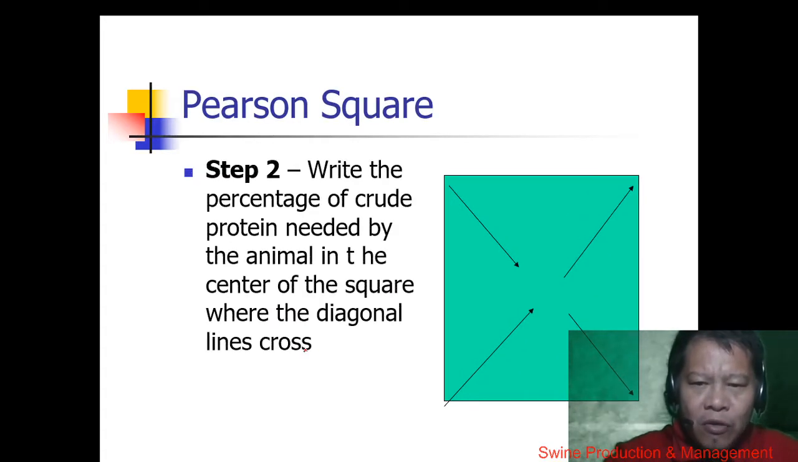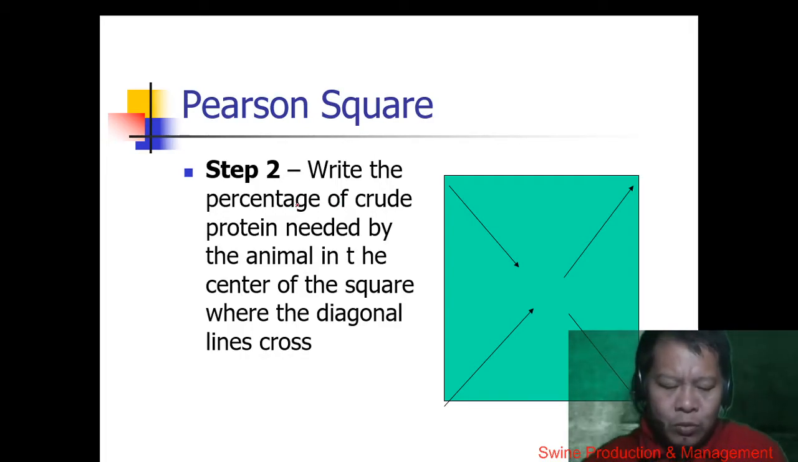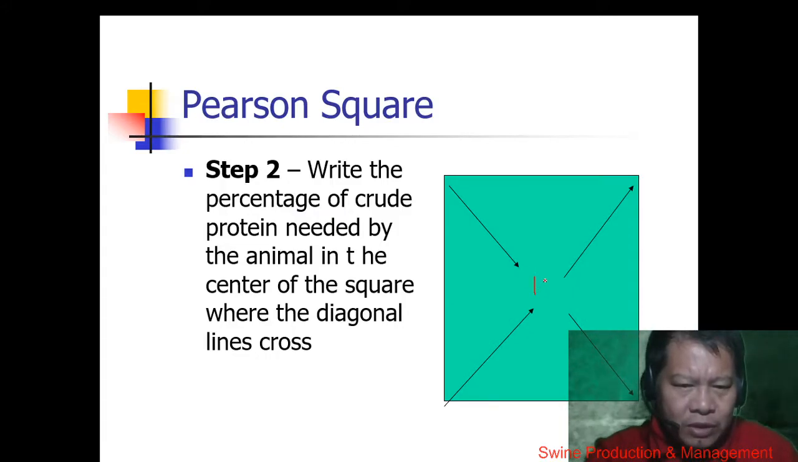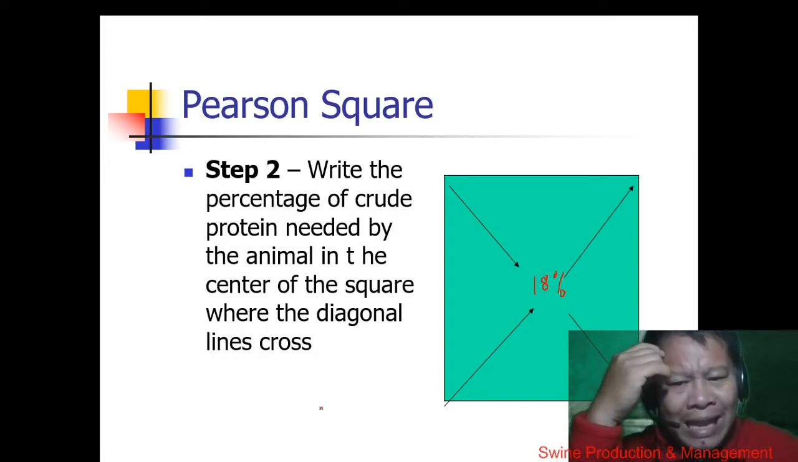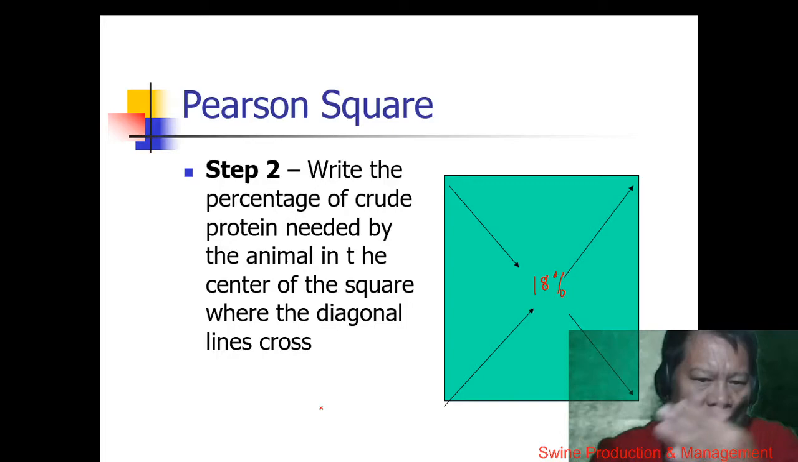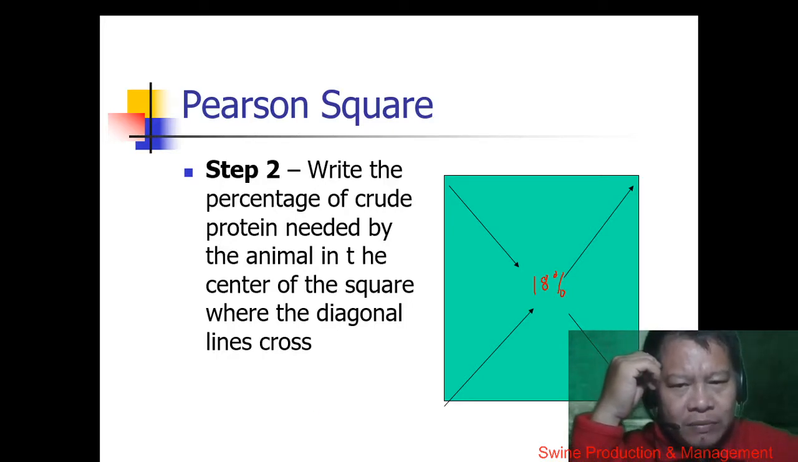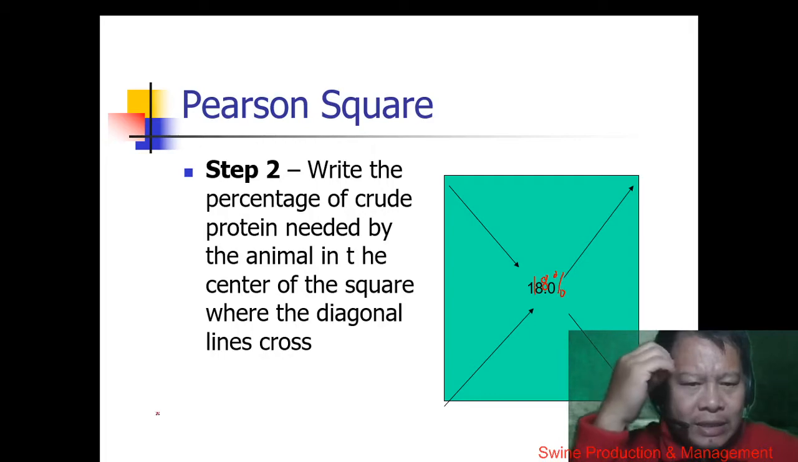Then the next step is write the percentage crude protein needed by the animal in the center of the square where the diagonal lines cross, no? So sa atong problem ganina, so inyo ma-recall, ang required nga protein ato is 18, no? So we have to put 18% which is required protein daw dito sa ato. Yan ang sinabi, no? So write the percentage of crude protein needed by the animals in the center of the square where the diagonal lines meet or cross. So diha man sila nag-intersect. So diha ito ibutang ang recipe. Okay? So, yan. Nilagay niya yung 18 dyan.